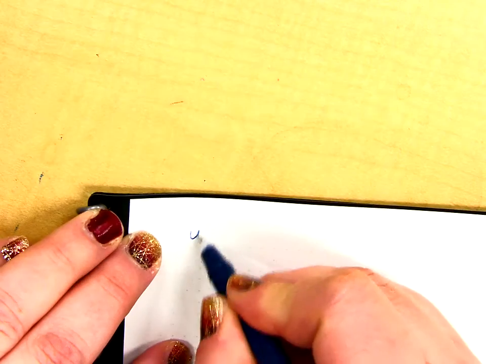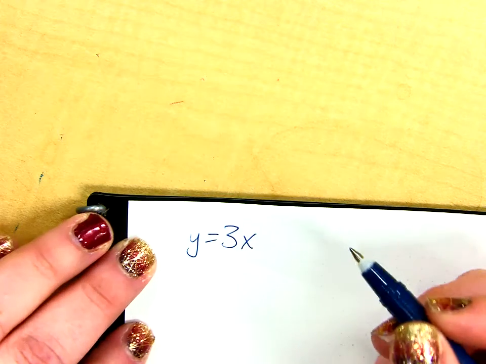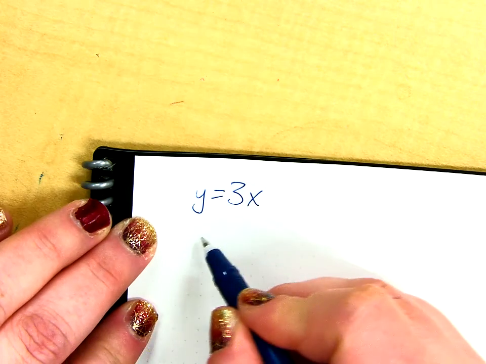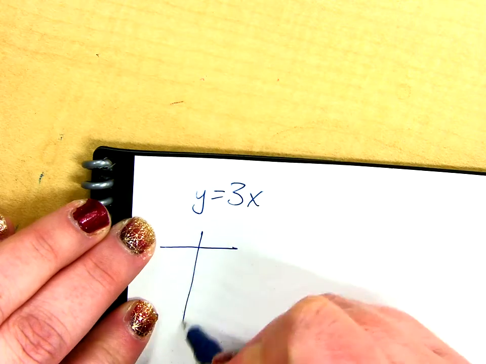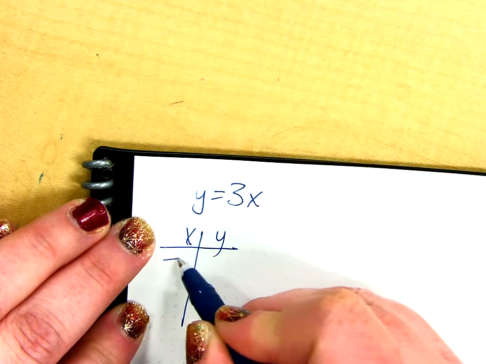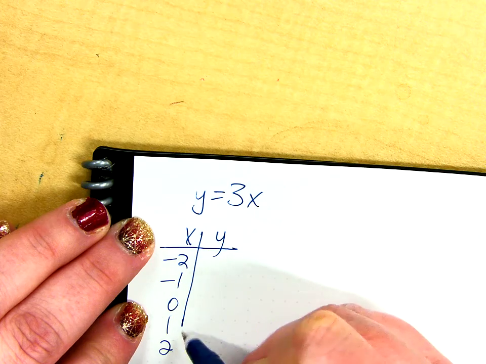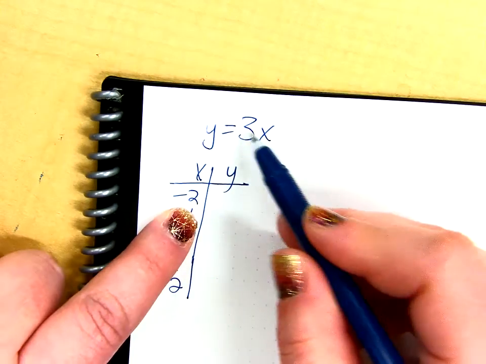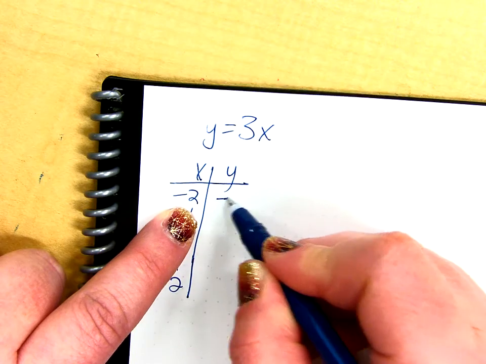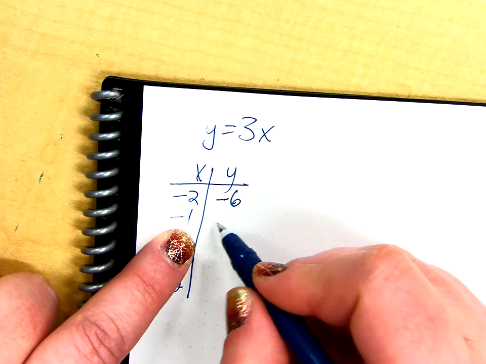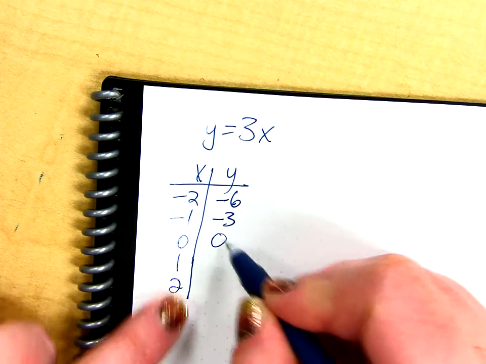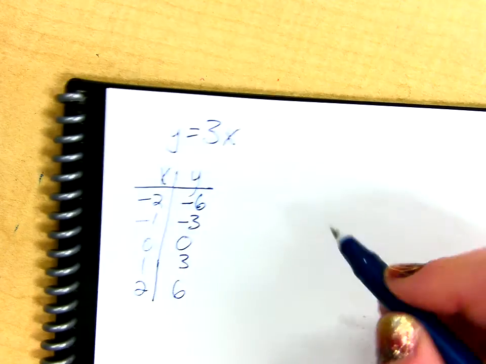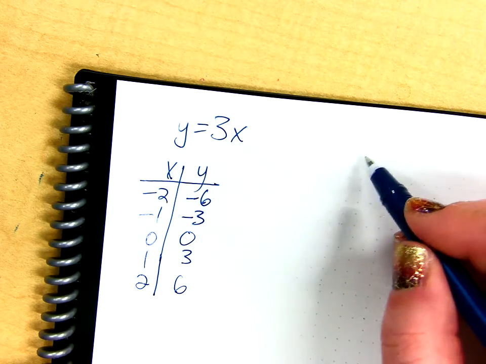So say I was to do this one, y equals 3x. If you were going to graph that, remember we were picking negative 2, negative 1, 0, 1, and 2. So if I just plug those in quickly, 3 times negative 2, that would get me a negative 6, right? Pop in a negative 1, that's a negative 3, 0, 3, and 6. So I'm just going to sketch this graph real quick.